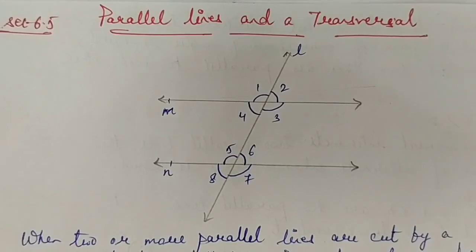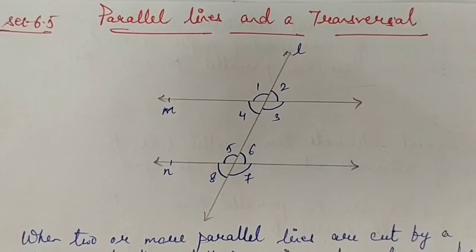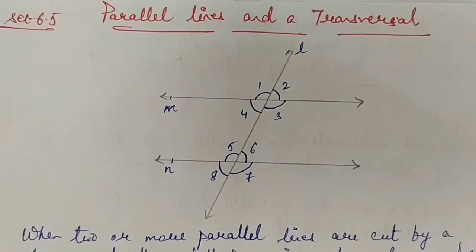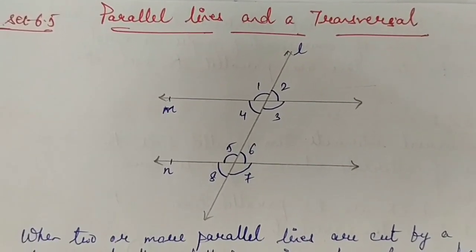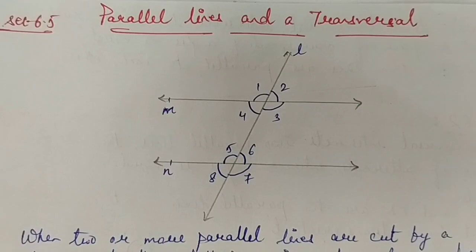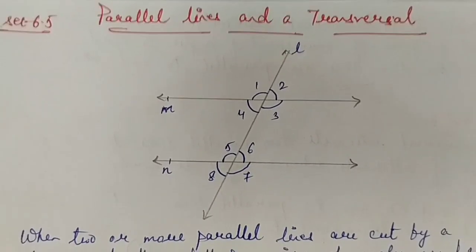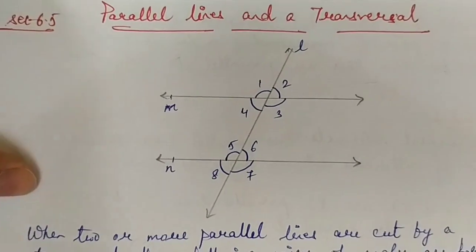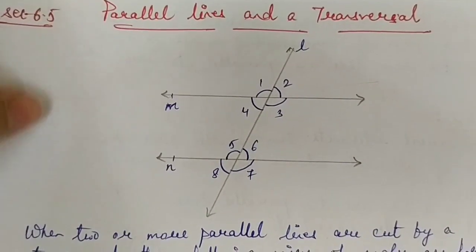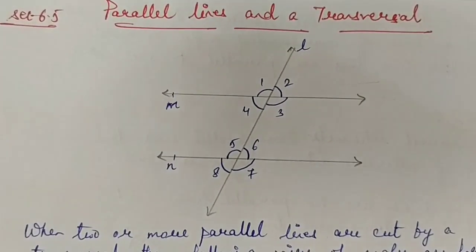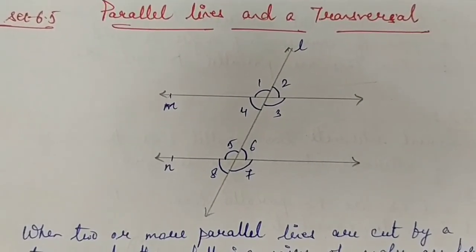You have been learning from 7th standard that when two or more parallel lines are intersected by a transversal at different points, angles are formed, like I have written for you: corresponding angles, alternate interior angles, alternate exterior angles, and interior angles on the same side of the transversal, which are also called co-interior angles.